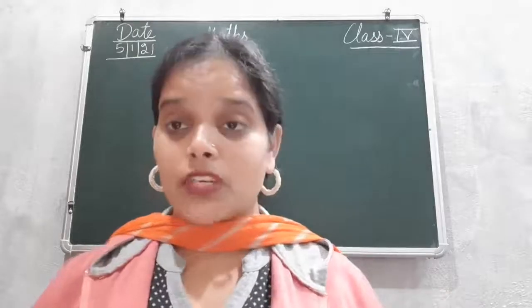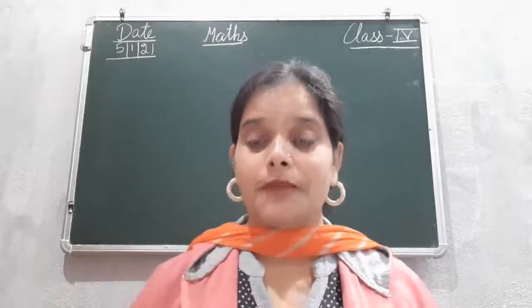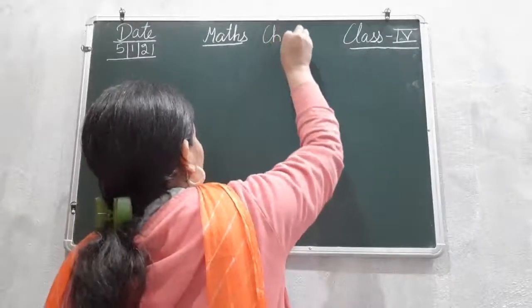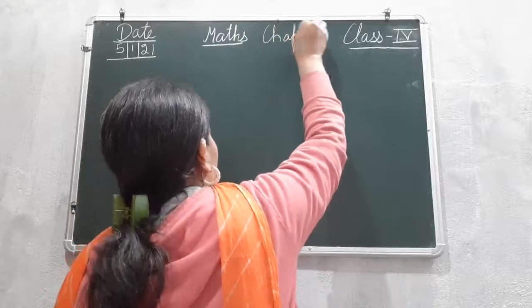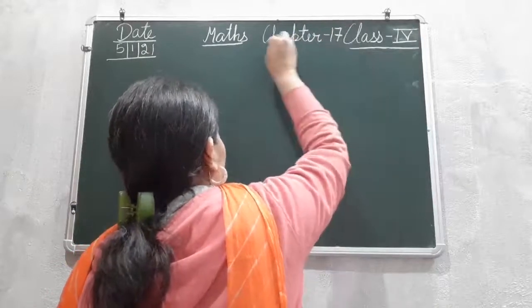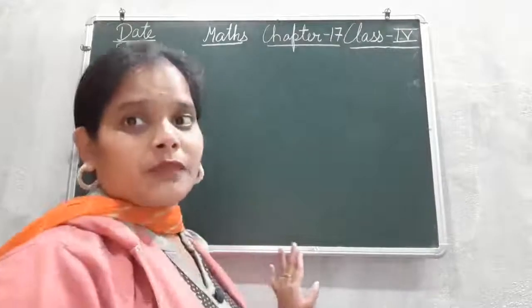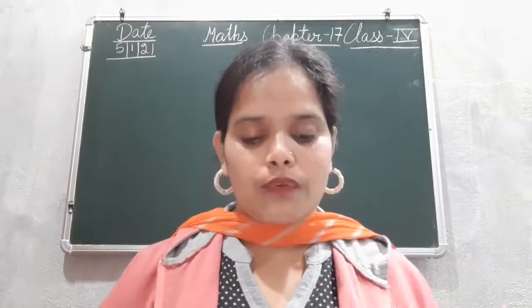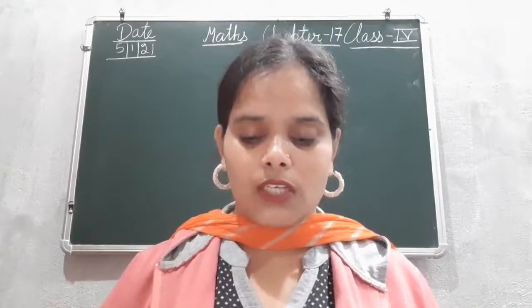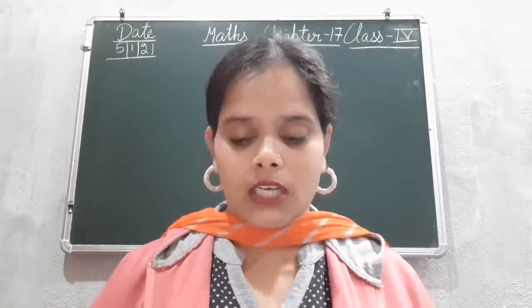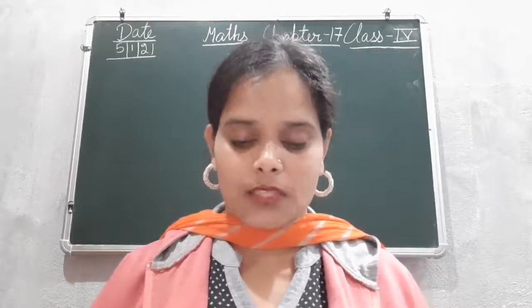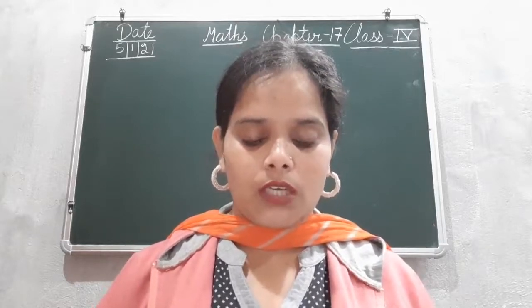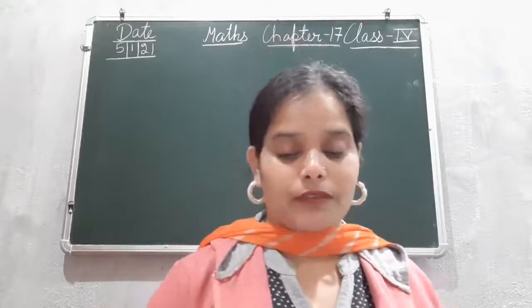Sorry. So the question number 53 is given at page number 196. The topic is chapter number 17. Okay. So here the question is, find the perimeter of a triangle whose sides are 13 centimeter, 8 centimeter and 12 centimeter long. Okay. So here we have to find the perimeter of a triangle.